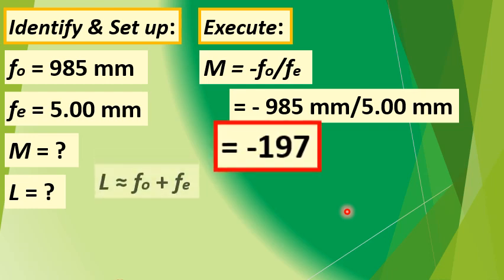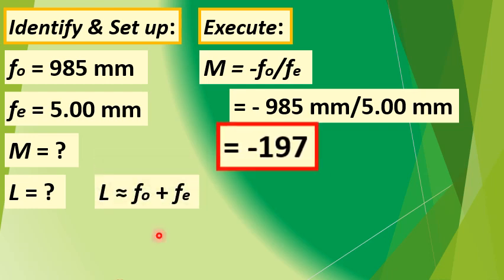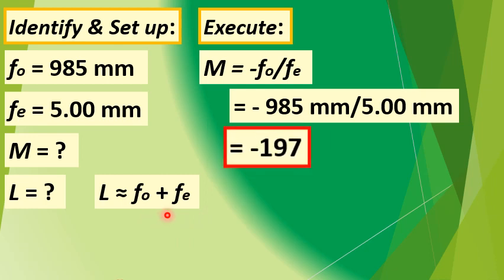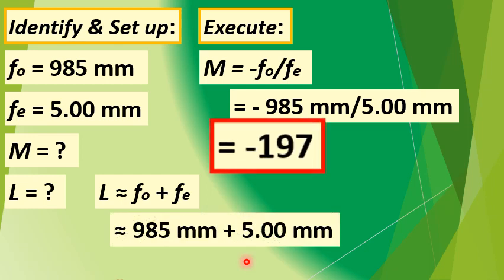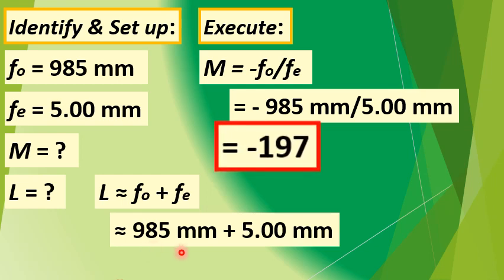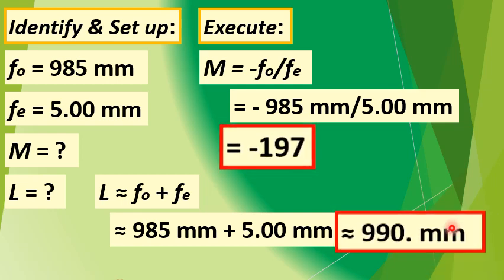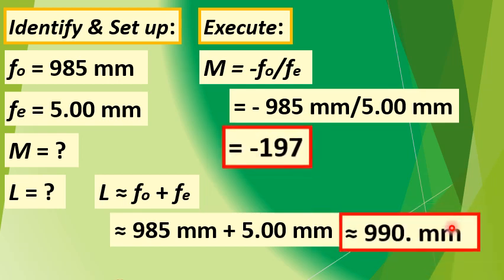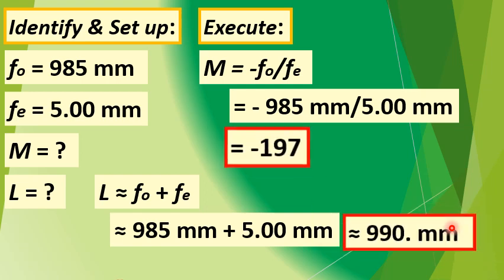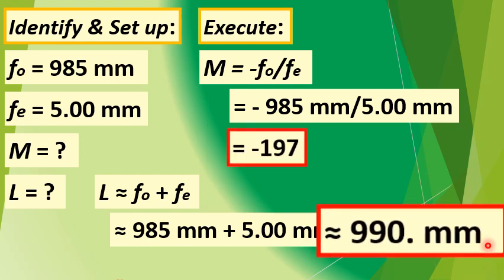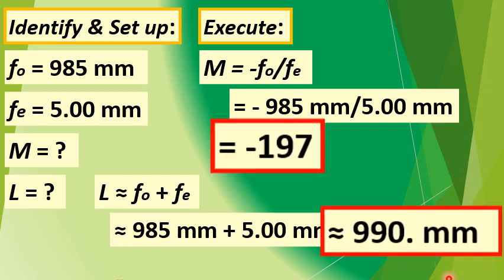So, we can now find the approximate length of the telescope, all right? It's just the sum of the focal lengths of the objective and the eyepiece. That is, capital L equals 985 millimeters plus 5.00 millimeters, or that is approximately equal to 990 millimeters in three significant figures.